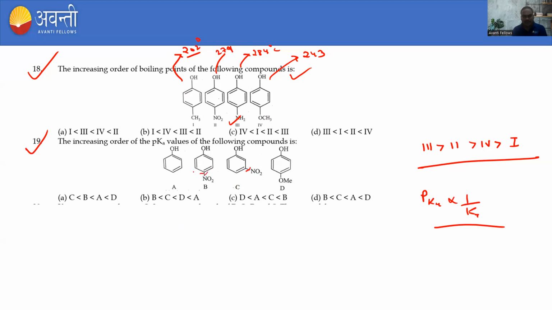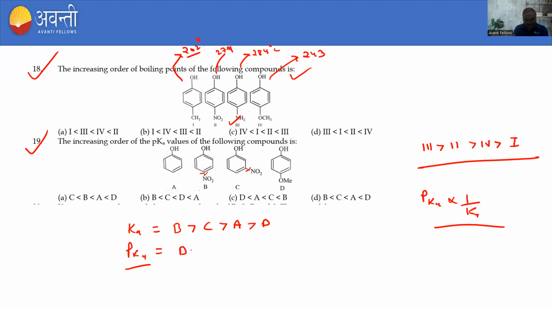So if I'm talking about arranging according to Ka, then the maximum Ka value is for para nitrophenol, right? So B has the maximum, then comes C, then comes A, because A does not have any withdrawing or donating group, and in D we have a donating group. So they have the least Ka value. So just reverse the order for pKa, right? Because pKa is the reciprocal of Ka.